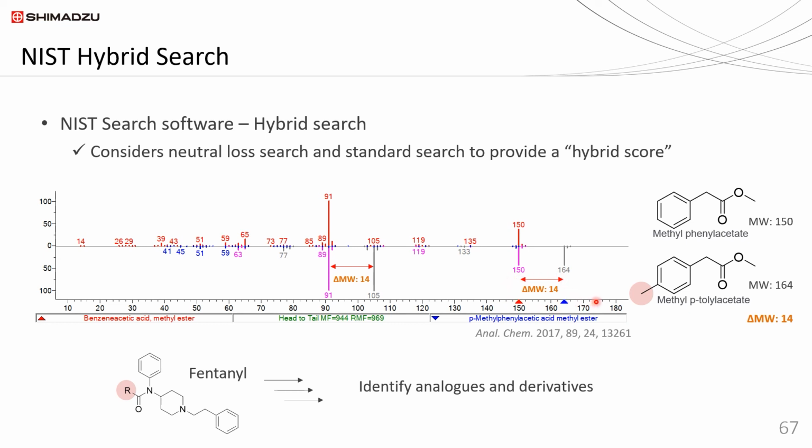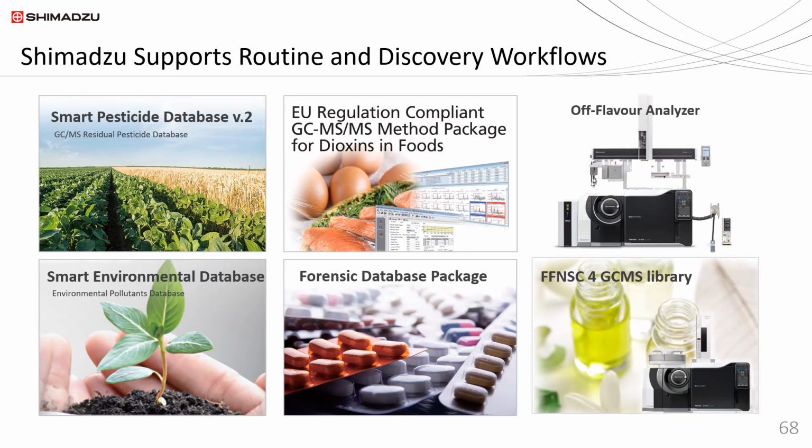With this information, we can predict that the unknown mass spectrum is very similar to methyl p-tolyl acetate, but with a missing group of 14. And this probably corresponds to a methyl group. And as such, this hybrid search method can be used to deduce the numerous analogues and derivatives of designer drugs such as fentanyls, cathinones, and many other candidates. With a breadth of solutions ranging from environmental, food safety, forensics to aroma, we are confident that we will be able to provide the solutions you need.